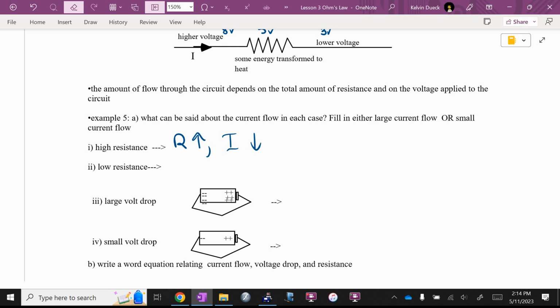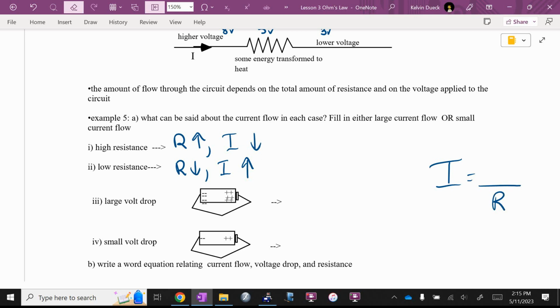What about a low resistance? I think of a ski hill that's a kilometer wide. Can you fit more skiers, more current, or less skiers? Yeah. So as R decreases, I increases. You know what that means? In terms of an equation, if we're relating I and R, R must be on the bottom, because when it gets bigger, I gets smaller, right?